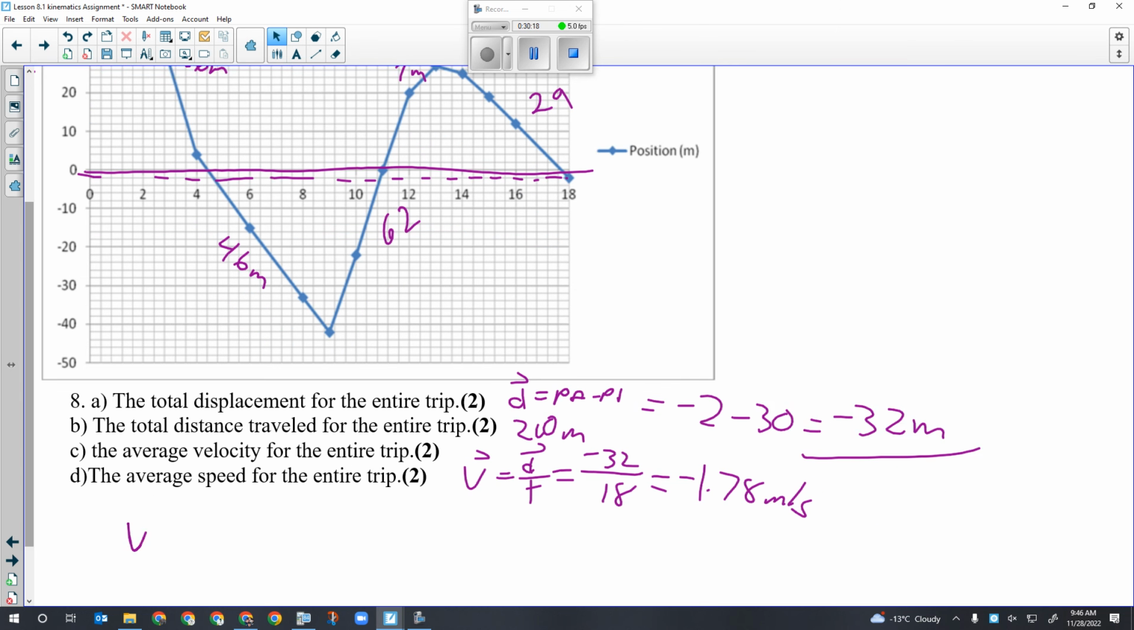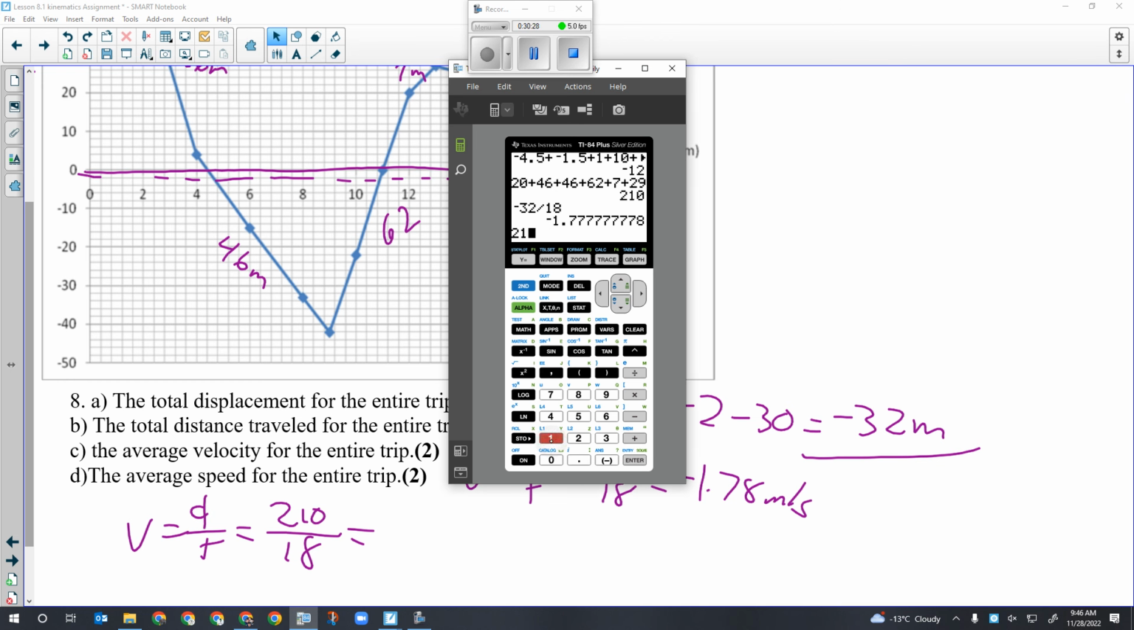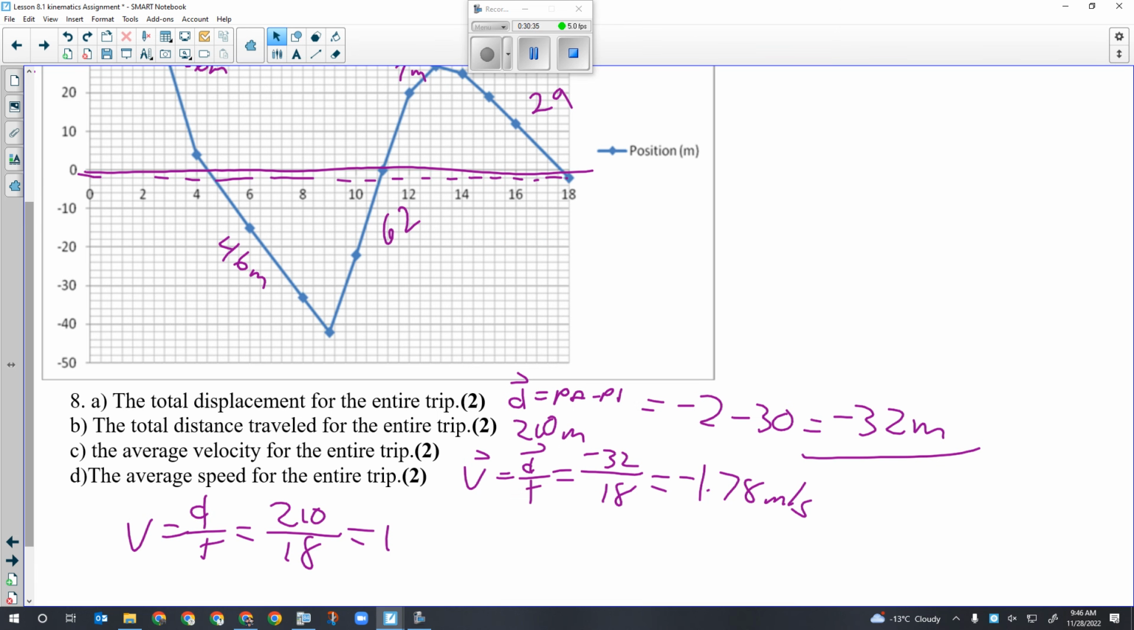Average speed over the whole trip is total distance divided by total time. I've already calculated that as well. 210, it's the same amount of time, 18 seconds. Okay, that is 11.7, we'll say, meters per second.